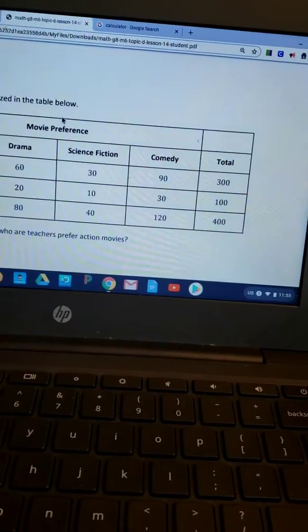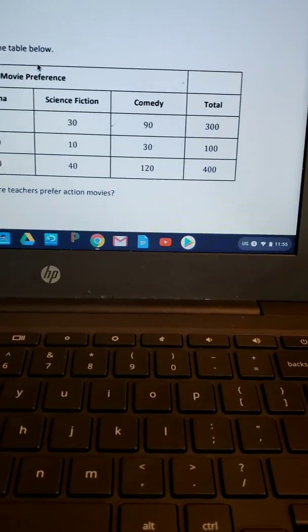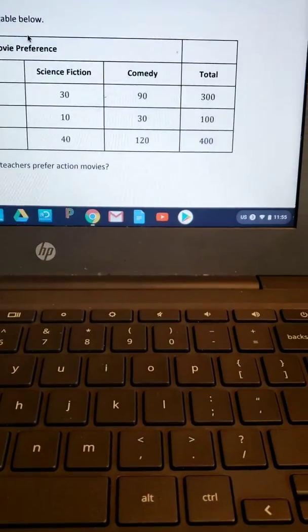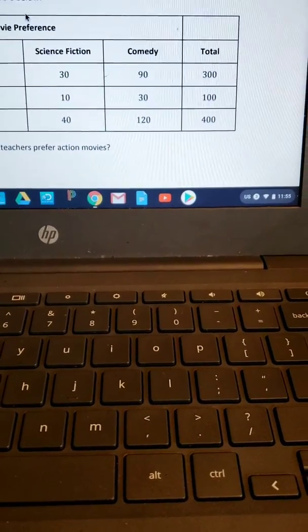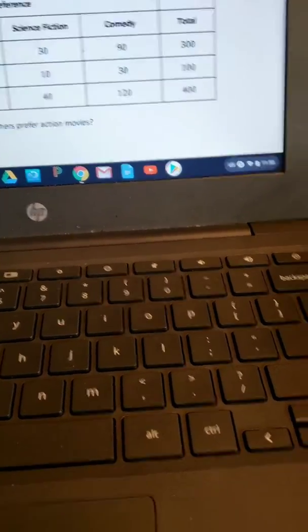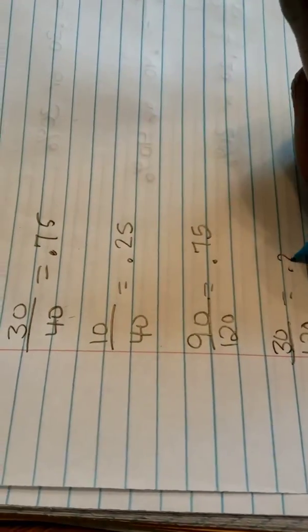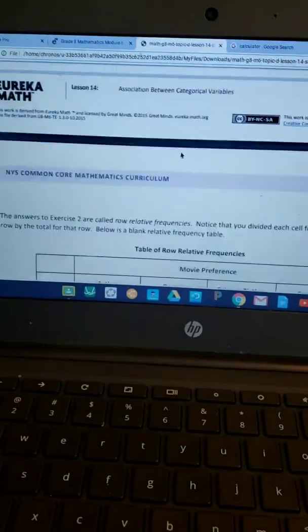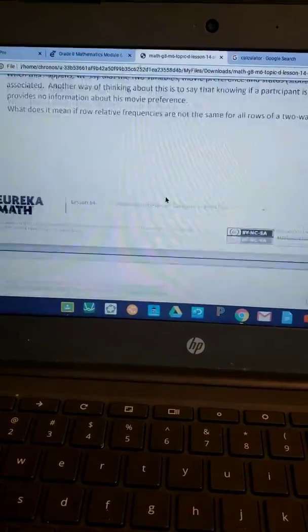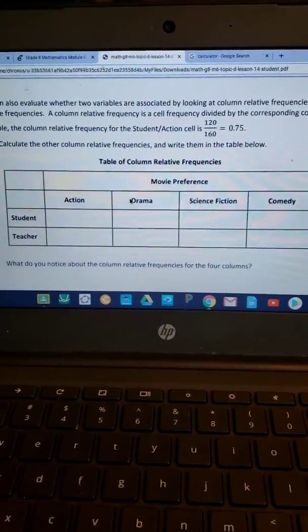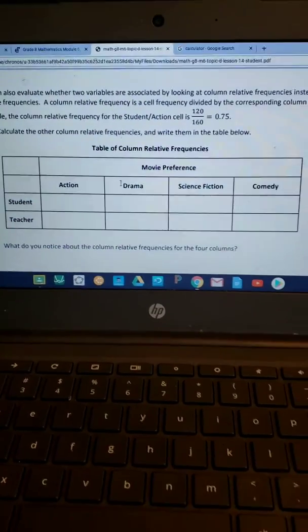All right, and so now I'm going to do the comedy, and I'm going to get 90 over 120 and 30 over 120. Well, put that in your calculator, guys, and you're going to get 0.75 again and 0.25. Okay, so that's what you're going to fill in for this next table for your column relative frequency.